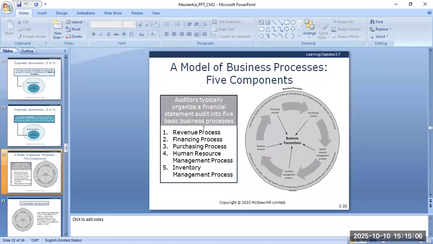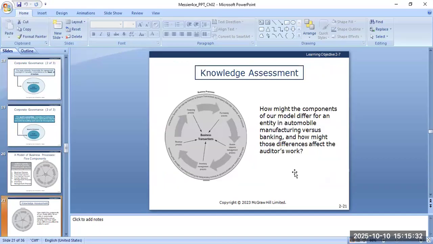Now, when that revenue converts into cash, we want to audit that process as well. After we have the cash, then we're going to see how the cash is going to be converted to something else. First, the cash is going to go to the purchases. Second, it is going to go to human resources. And the last one will be for the management of the inventory, which all of those are eventually going to start generating revenue again.